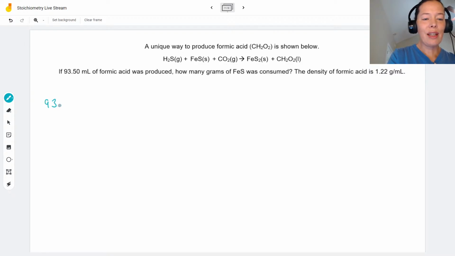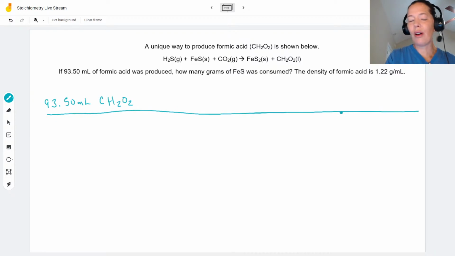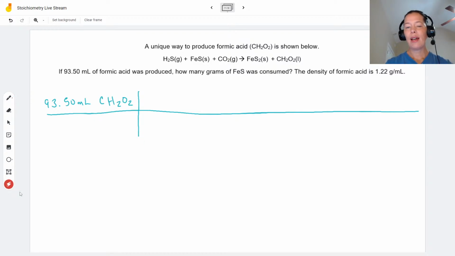So I was given 93.50 milliliters of formic acid, and I forgot my carbon there. So CH2O2. This is going to be another long one. All right, so I'm going to use a mole ratio. I've got formic acid. I've got to get to iron sulfide. Here is my balanced chemical equation to do that.